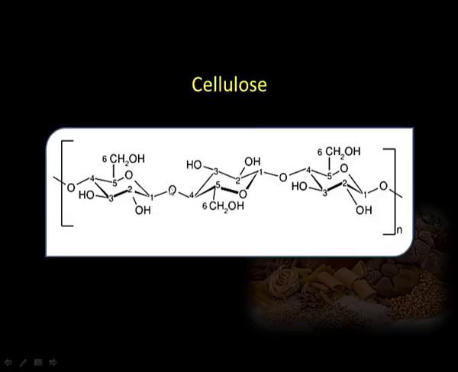So, we can show a linkage very easily like this. These are different ways in which cellulose can be written. The structure remains the same, it does not change, it is just the different ways in which we write. So, this is about the two main polysaccharides, starch and cellulose.